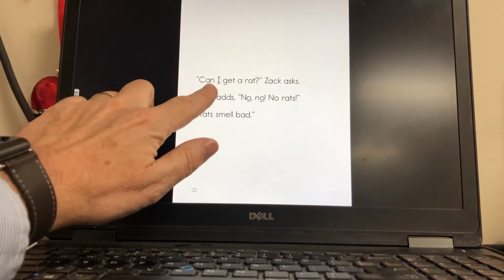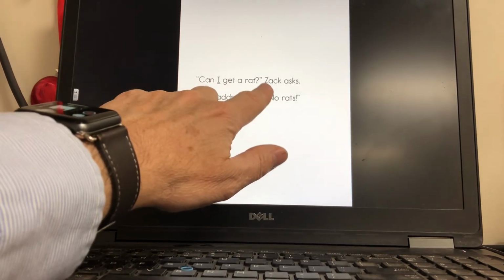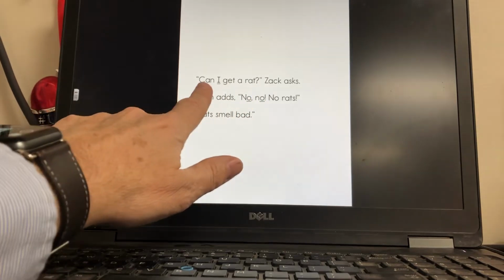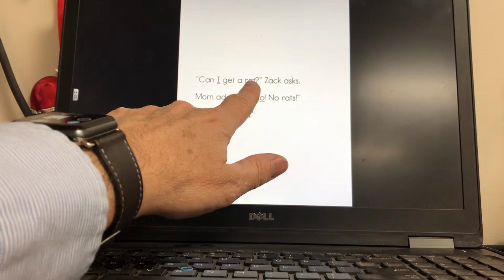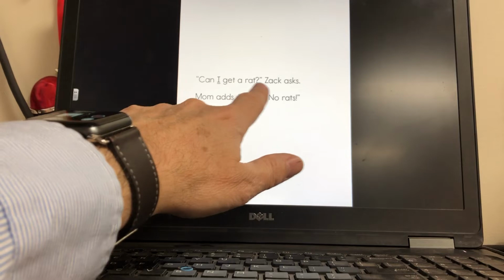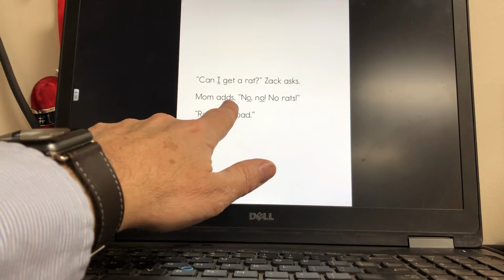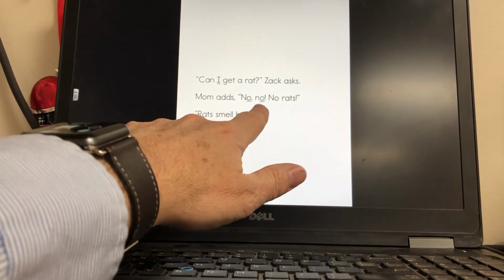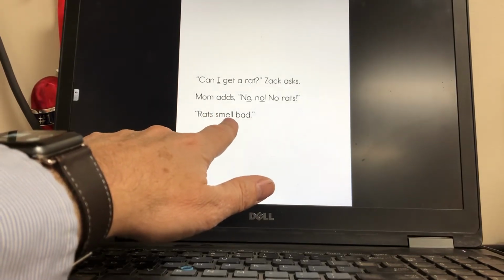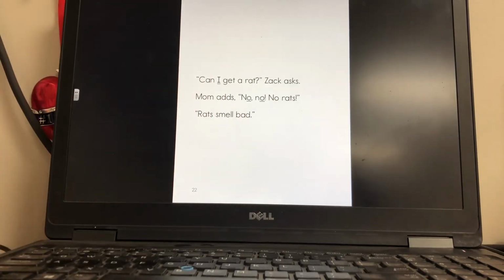Here we go. Can I, there's a tricky word I, get a rat? Zack asks. When I see a question mark, I usually put my voice up a little bit. Can I get a rat? Do you hear how my voice goes up? Not, can I get a rat? It says, can I get a rat? Zack asks. Mom adds, no, no, no rats. Rats smell bad.